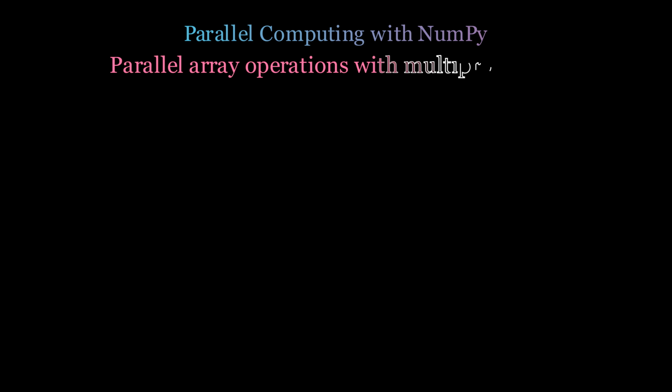Let's start with basic parallel processing using Python's multiprocessing. We'll split a large array into chunks and process them simultaneously across CPU cores. This approach is ideal for embarrassingly parallel operations like element-wise transformations.